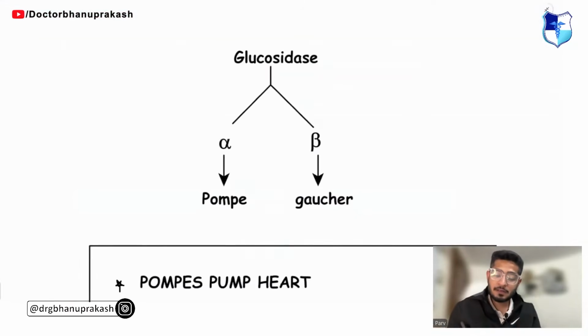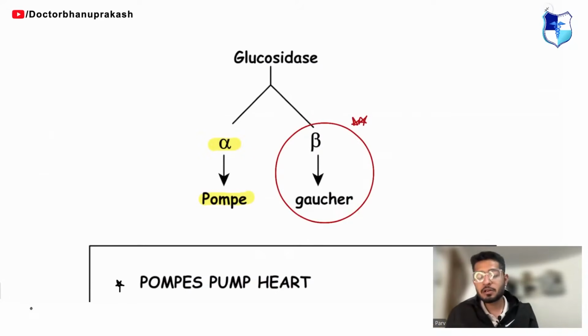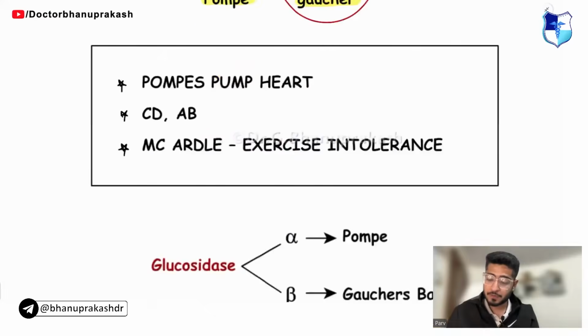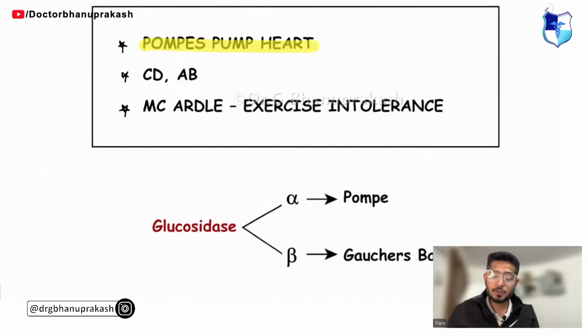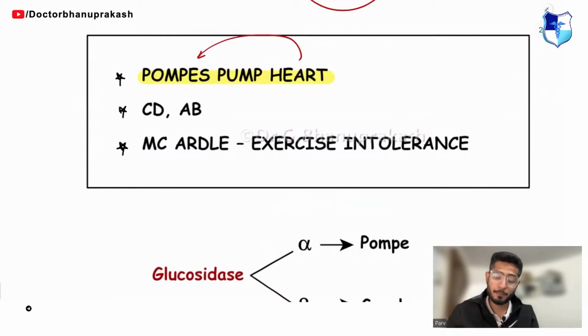Now, please understand this was glucosidase. In Pompe's, it was alpha glucosidase. And then you have one more disease called Gaucher disease. In Gaucher's disease, it is beta glucosidase. So this you have to remember. You have to read the questions very carefully because sometimes they ask you alpha, sometimes they'll ask you beta. Alpha is Pompe's and beta is Gaucher's. Pompe, pump, heart: whenever you see some heart abnormalities, please understand it is nothing else but Pompe's.